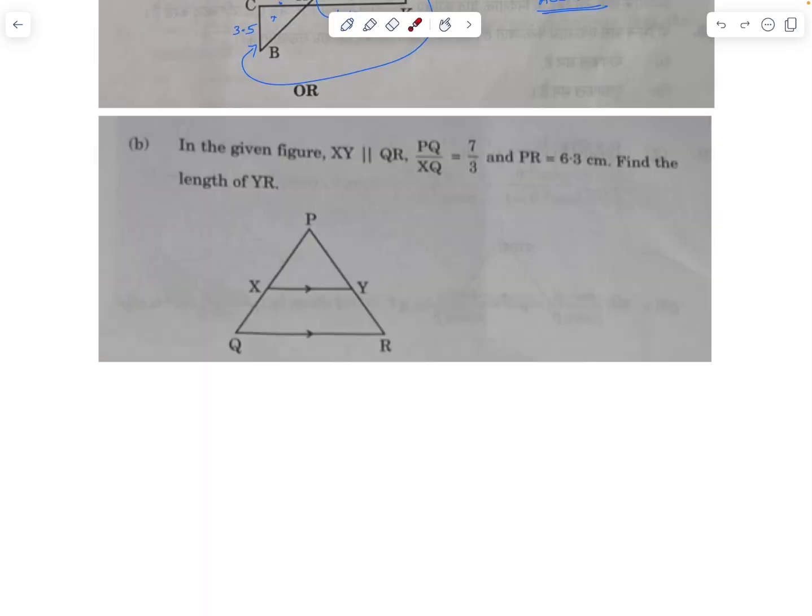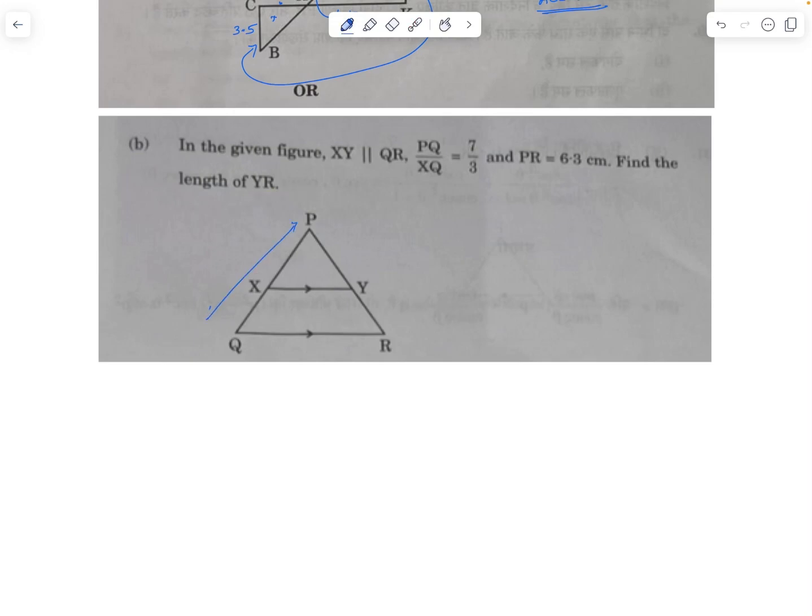The part B of the question says, in the given figure, XY is parallel to QR. PQ upon XQ is equal to 7 upon 3. PR is equal to 6.3 centimeter. Find the length of YR.